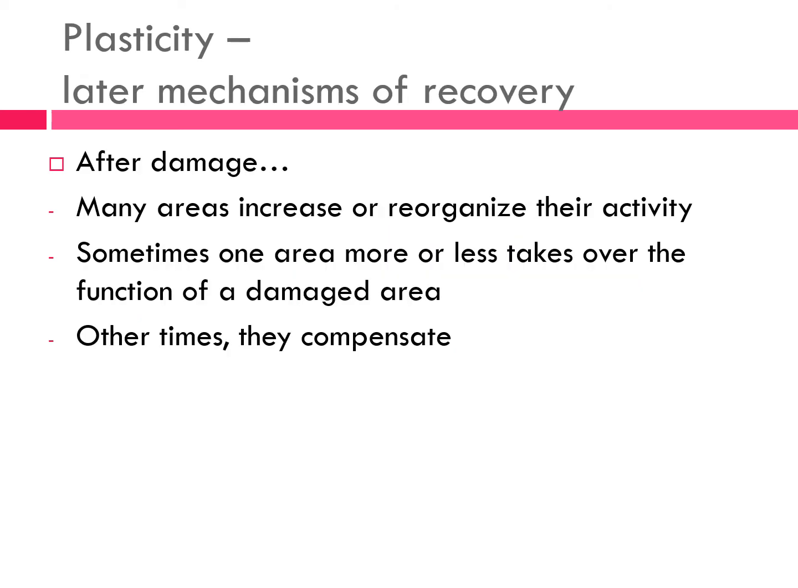Some of the later mechanisms of recovery: we have those immediate treatments, but after damage occurs, we're going to see a lot of reorganization of activity of the brain, increasing activity in different areas. Sometimes one area is going to basically take over the function of a damaged area as the damaged area isn't working anymore. It really depends on what's damaged and what the regions close to it can do, or the regions that are in the same pathway, whether or not they can take that over. Other times we see some compensation where we are just using different brain pathways in order to compensate for some brain damage.